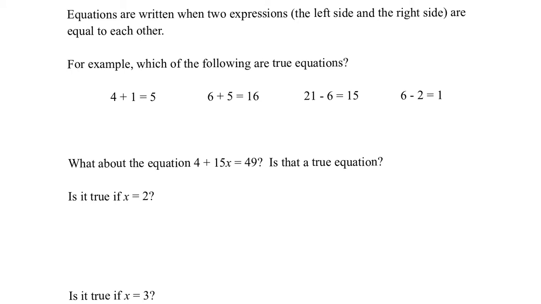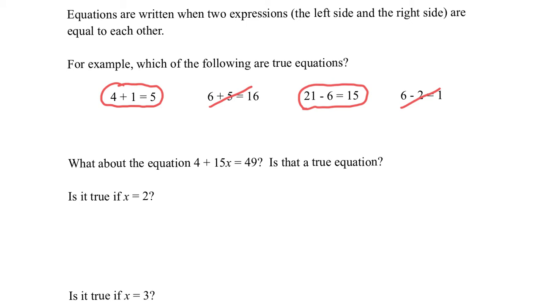So 4 plus 1 equals 5. Yep, that's true, because 4 plus 1 is 5, and 5 is on the other side. 6 plus 5 equals 16. Nope, that's not true. 21 minus 6 is 15. Yep, that's true. 6 minus 2 is 1. Nope, that's not true. Okay.